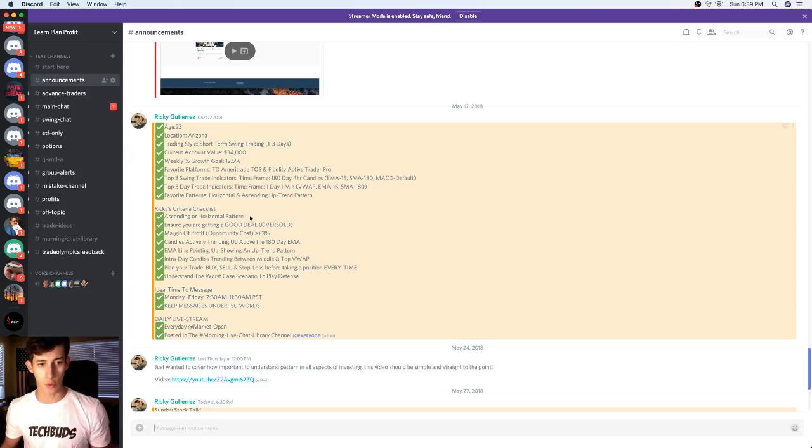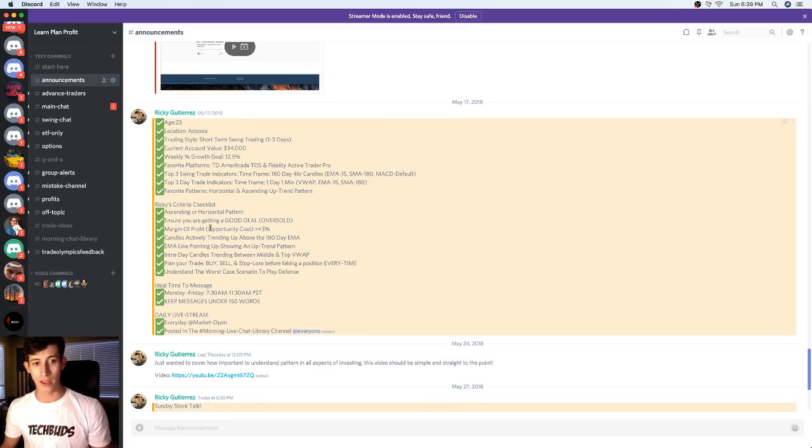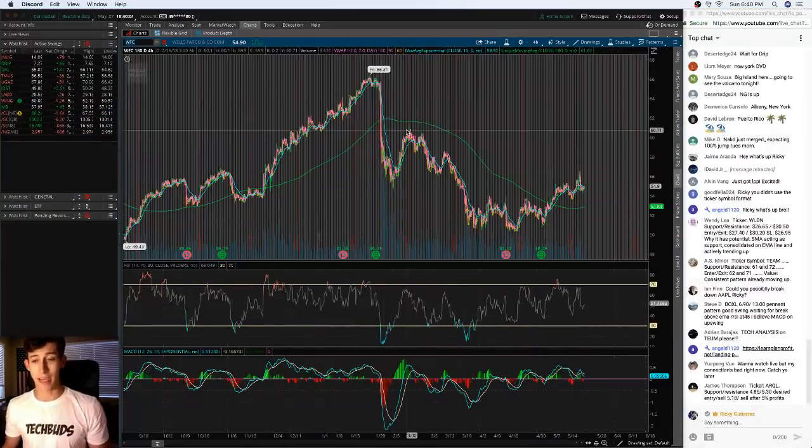It's an ascending or horizontal pattern, ensuring that you are getting a good deal. So again, oversold, not overbought, right? That the margin of profit is over 3%, and that the candles are actively uptrending above the 180-day EMA. So showing signs of an uptrend, the EMA line pointing up, right? Intraday play, so these are more day trades, in between the middle and top VWAP, that's my criteria for day trades. And then plan out your entire plan itself, so entry, exit, stop loss, and why it has potential every single time. And then understand the worst case scenario when taking that position. That's my criteria. That doesn't mean that that is something that you have to do, right?